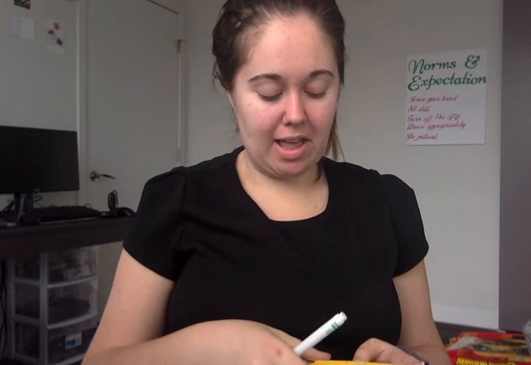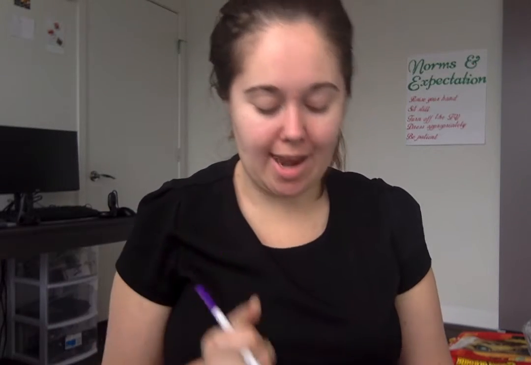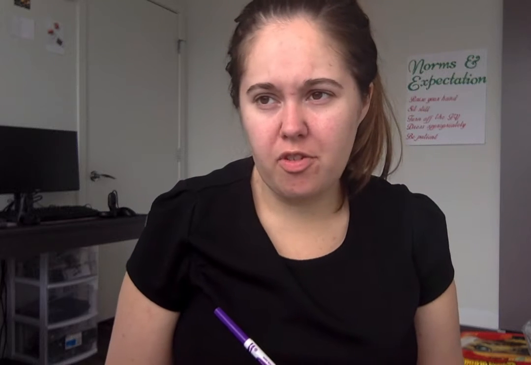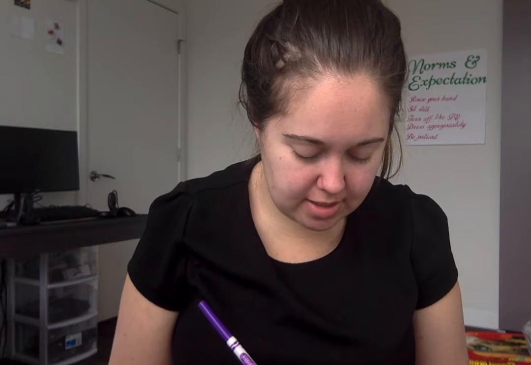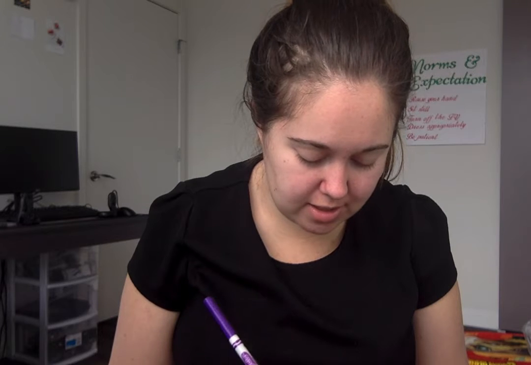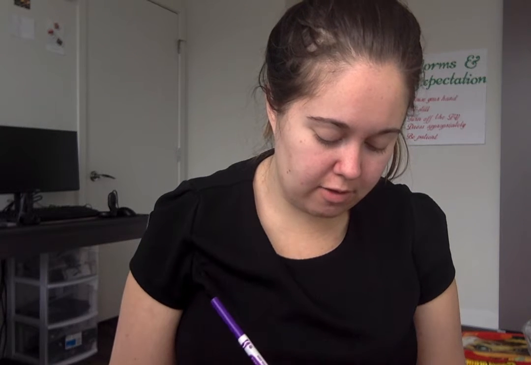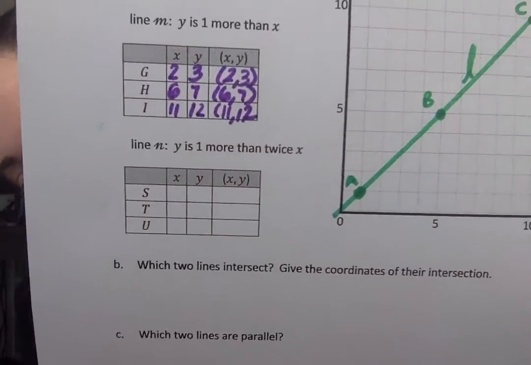And let's move on to line M. So with line M, I'm going to do purple. All right, so line M, y is 1 more than x. So for point G, when x is 2, y is 1 more than that, which is 3. 2, 3. For H, let's do when x is 6, y is 1 more, which is 7, 6, comma 7. And then when x is 11, y is 12, 11, comma 12.